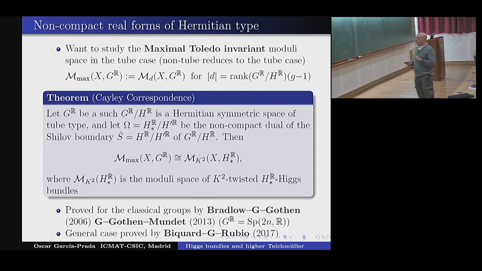And this was proved for the classical groups in works with Bradlow and Gothen, and then for this particular group with Ignasi Mundet and Peter Gothen. And the general proof that doesn't use classification, and in particular then includes the exceptional groups, was in my work with Guichard and Rubio, right?